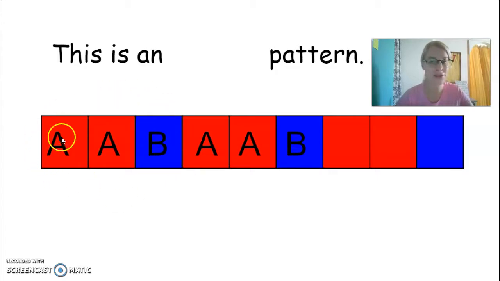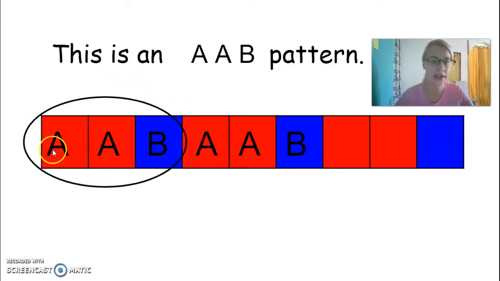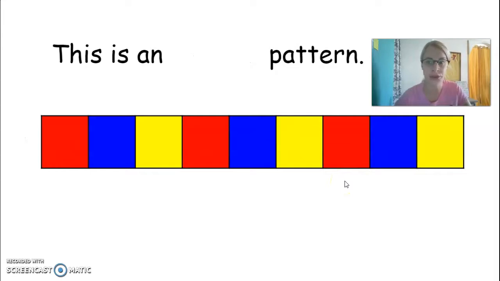Our cell has repeated all the way through one time. AAB, and then we see it again, AAB. So we can be sure now that this is an AAB pattern because it repeats all the way through. The cell AAB just keeps on repeating over and over and over again. Okay, this one's really different.